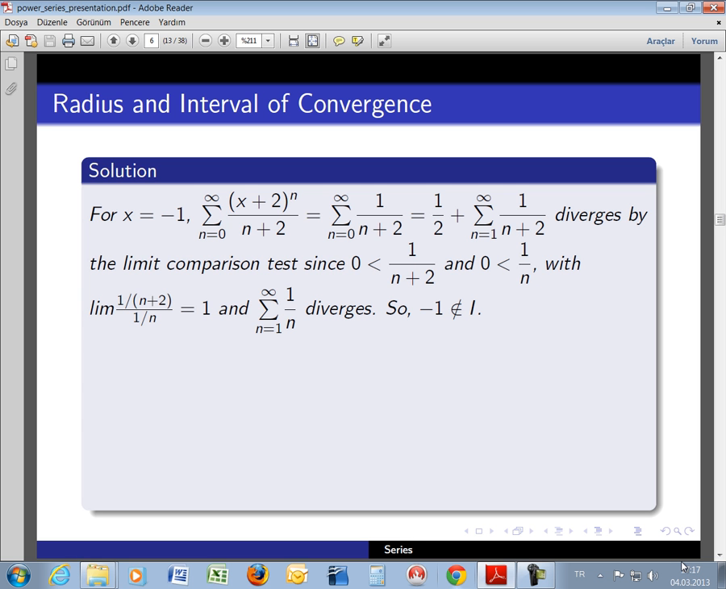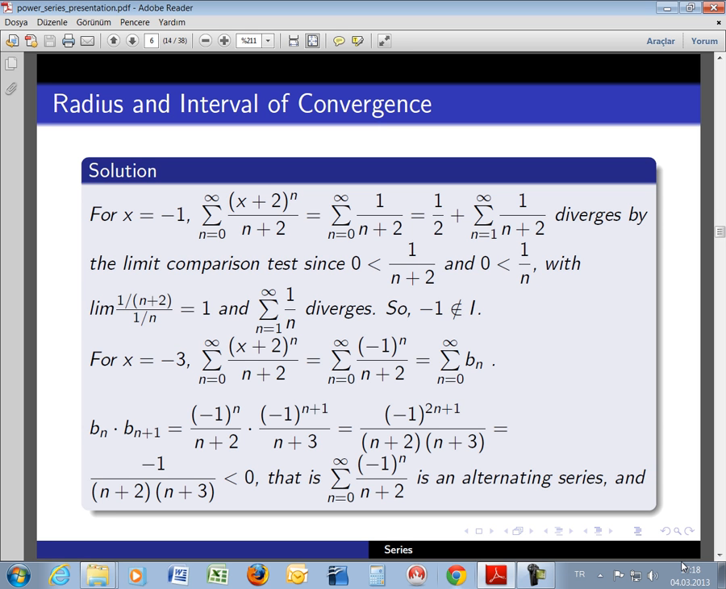Once more, I want to draw your attention to the point that the series given starts with the initial value of n being 0, but we change it and write 1 over 2 plus a series from 1 to infinity, because in this case, for the limit comparison test, we want to use the harmonic series 1 over n. Certainly 1 over n is not defined for n equal to 0. That's why we use the series from 1 to infinity. But since the series from 1 to infinity of 1 over n plus 2 diverges, if you add a constant there, certainly it also diverges.